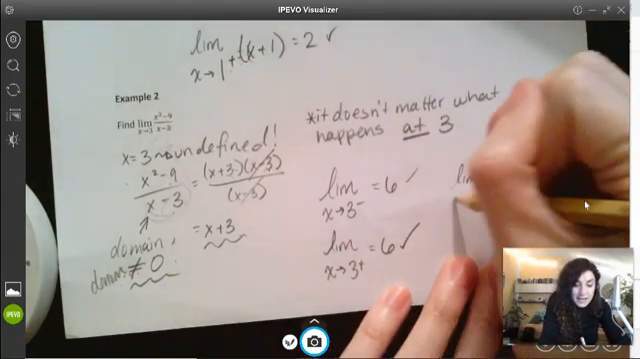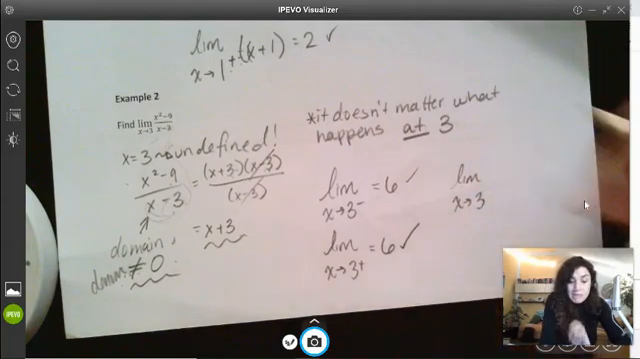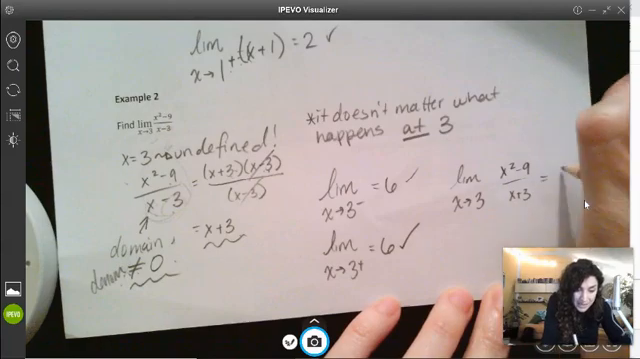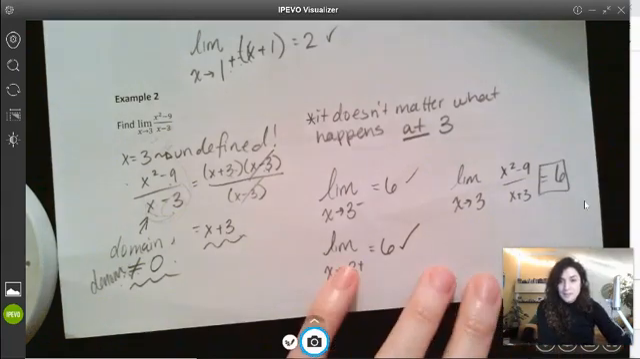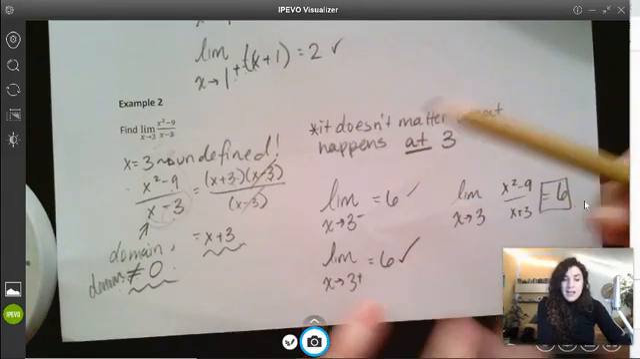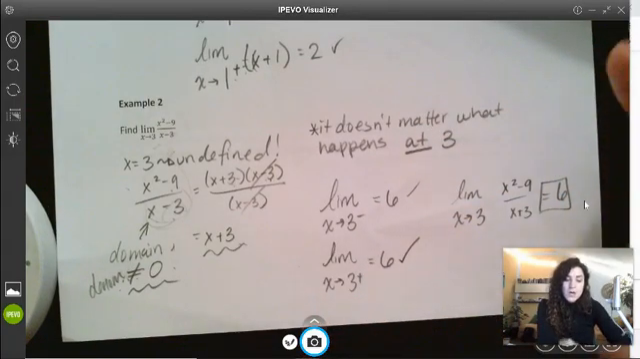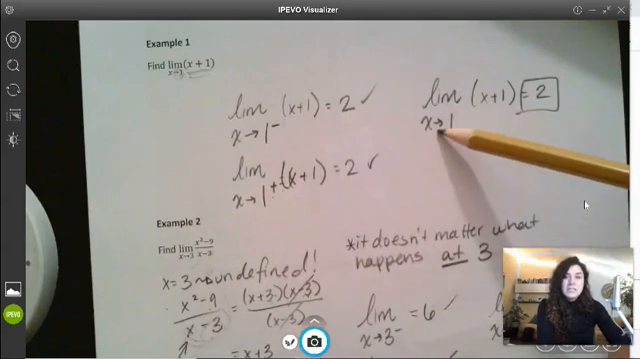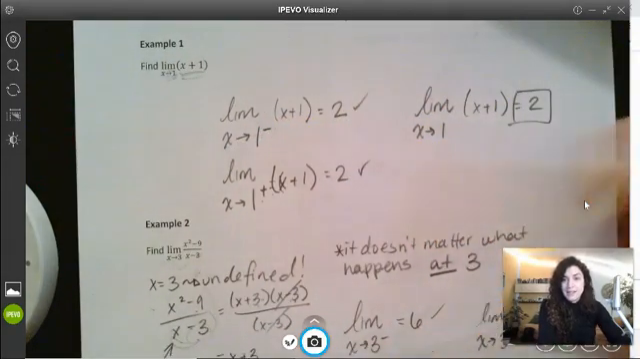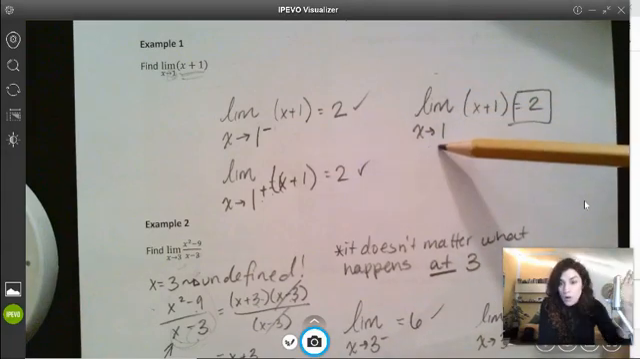So then the limit as x approaches 3 in general from x squared minus 9 over x plus 3 is 6. So this is just some notation, and the concept is pretty straightforward. What I want you to start to get used to is this notation. The limit as x approaches 1 from the left-hand side. The limit as x approaches 1.